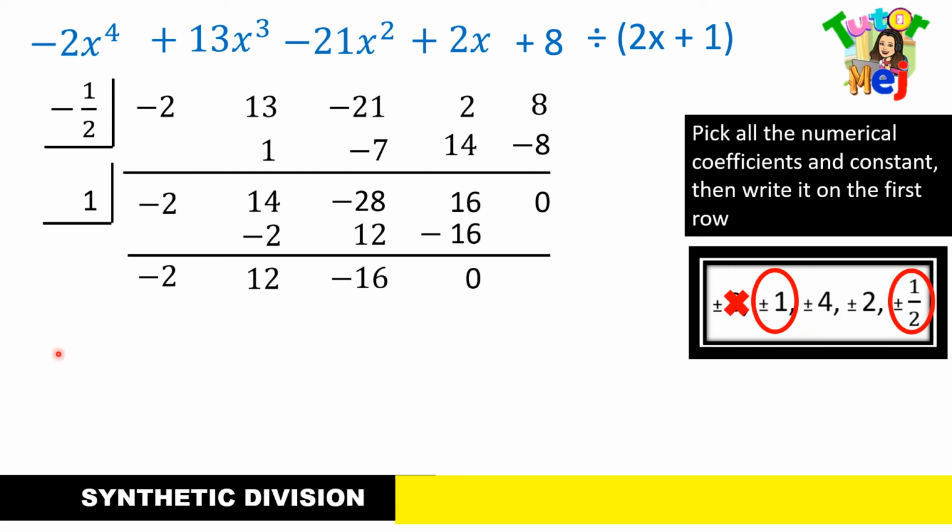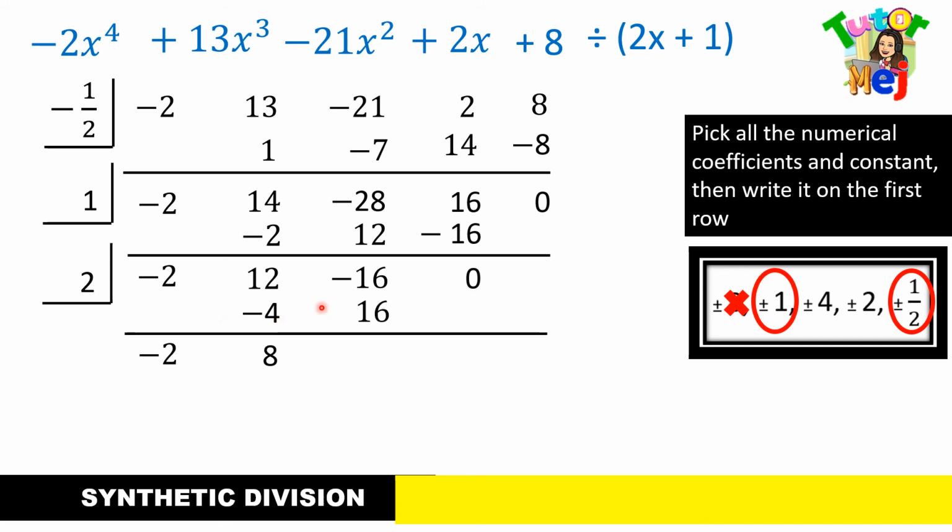Let's try positive 2. Let's have here positive 2. Let us repeat the process. Bring down negative 2 here. Multiply negative 2 by positive 2. We got negative 4. Add up positive 12 and negative 4. We got positive 8. 8 times 2, we got positive 16. Now adding up negative 16 and positive 16, we got 0. Therefore, we consider positive 2 as one of the roots of the given polynomial expression.